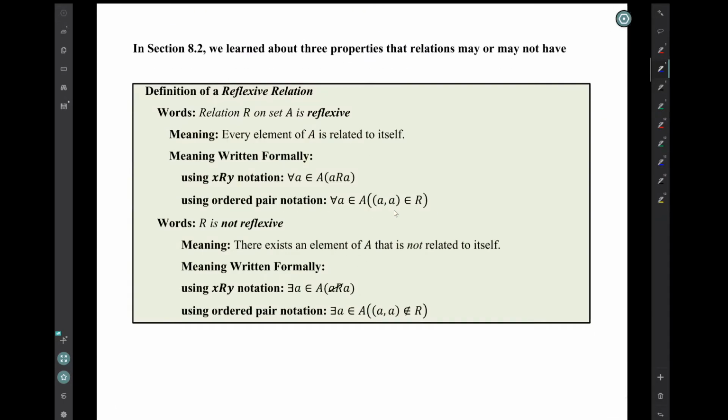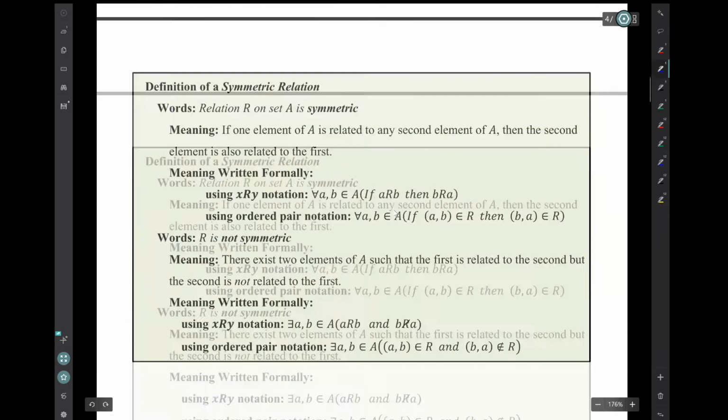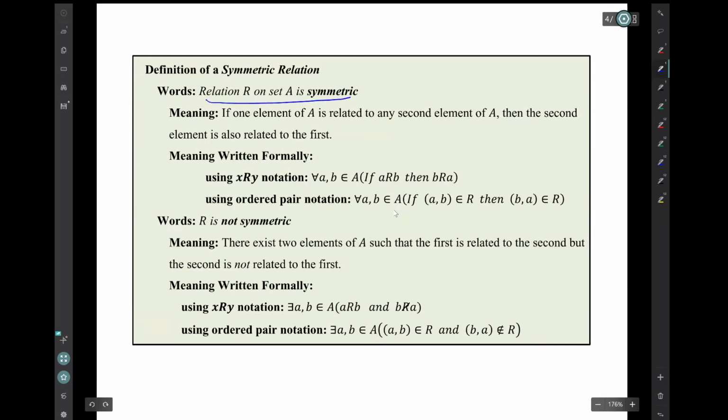In the previous section, section 8.2, we learned about 3 properties that relations may or may not have. The reflexive relation. To say that a relation on a set A is reflexive means that every element of A is related to itself. To say that a relation on a set A is symmetric means that if one element of A is related to a second element of A, then the second element is also related to the first. That's more concisely spoken this way: for all A and B, if A is related to B, then B is related to A.